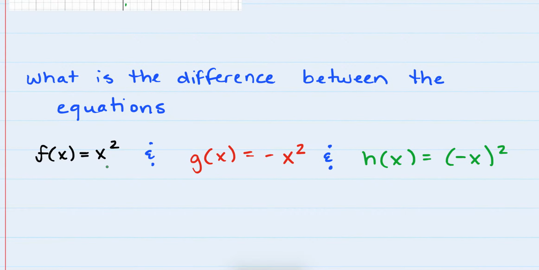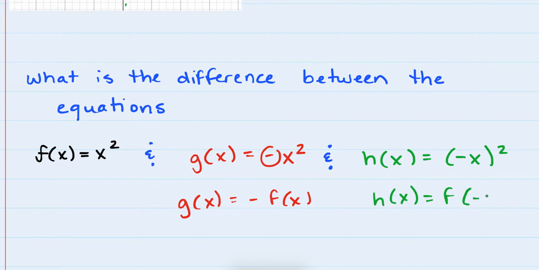So what's the difference between these three equations? Well, g of x is negative f of x. You can see the negative is on the outside. And h of x is f of negative x. So the negative is on the inside of the function.